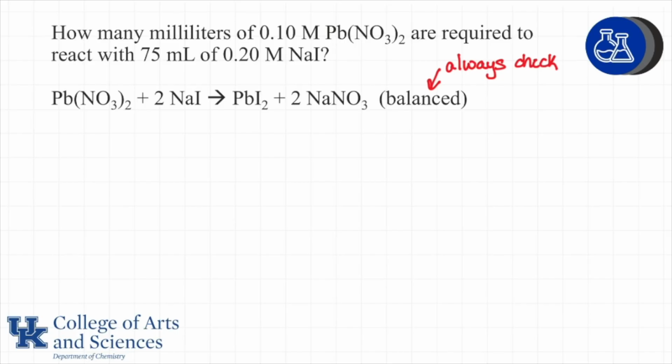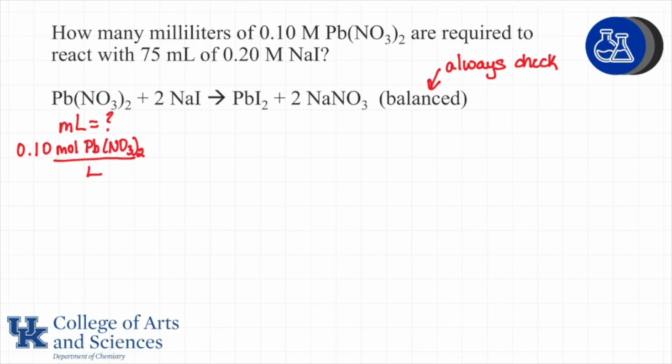I go back to the problem. It says how many milliliters of my lead nitrate. So I'm going to put milliliters equals question mark. That just reminds me what I'm looking for. And it says we have 0.10 molar lead nitrate. So I'm going to put my 0.10. And remember, when we have molarity, I don't write the big M. I write moles of my lead nitrate over liters. So I'm writing it in that expanded form so that when I go to set up my stoichiometry problem, I can see what's in the numerator and what's in the denominator.